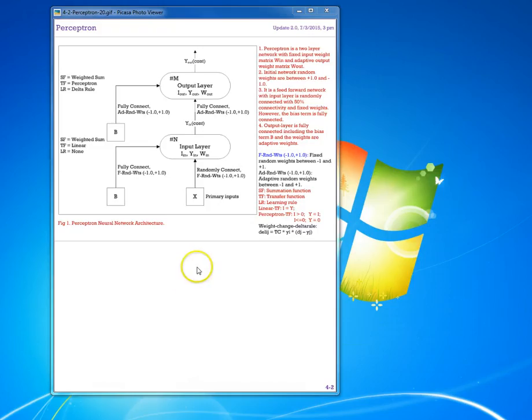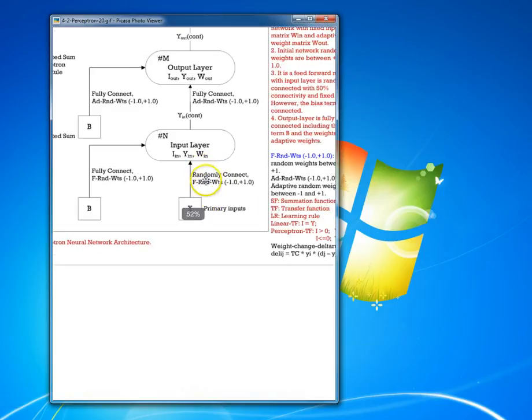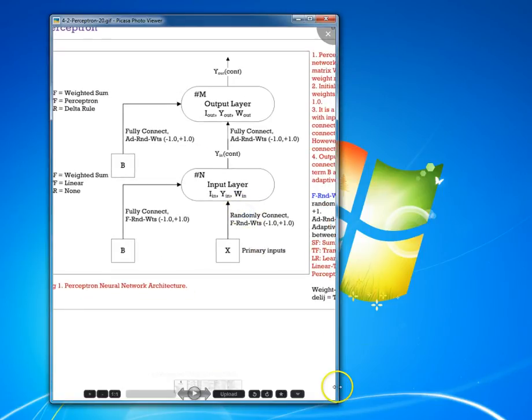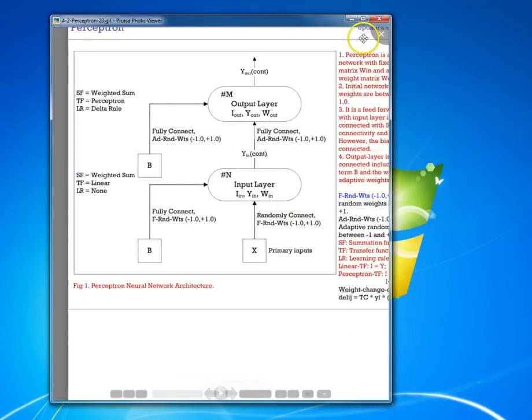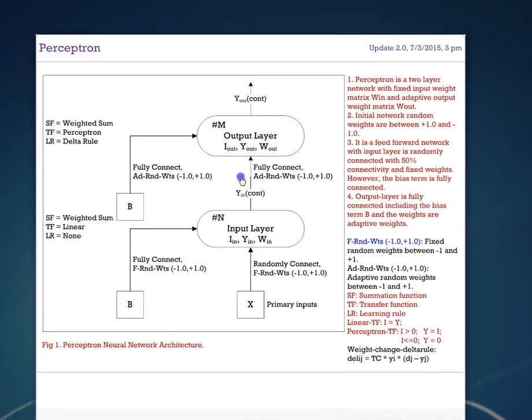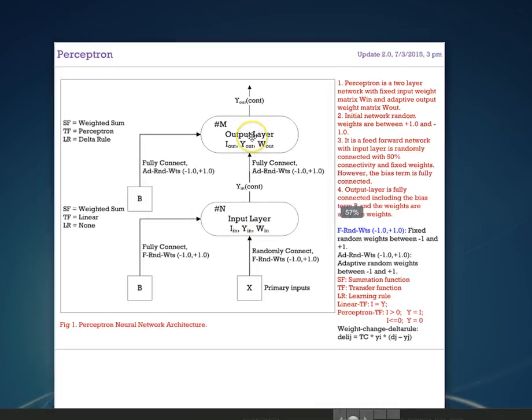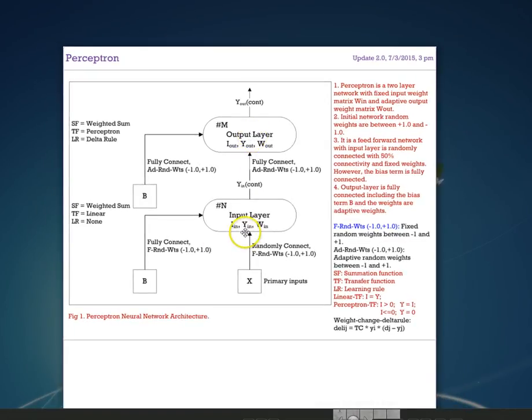Now, if you look at the neural network architecture of the Perceptron, as you can see, Perceptron is a two-layer network. It has an input layer and an output layer. For each layer there is a term called the bias term.